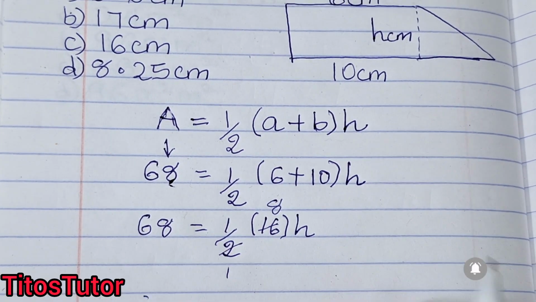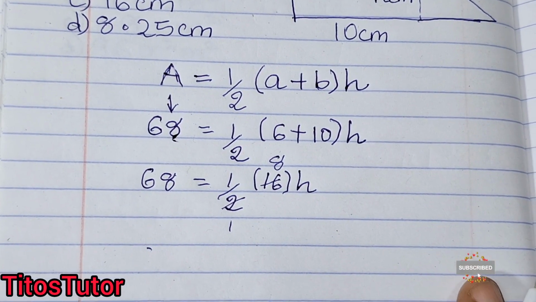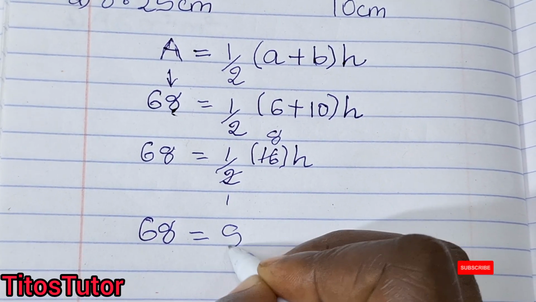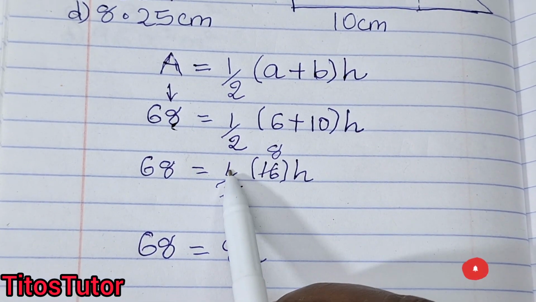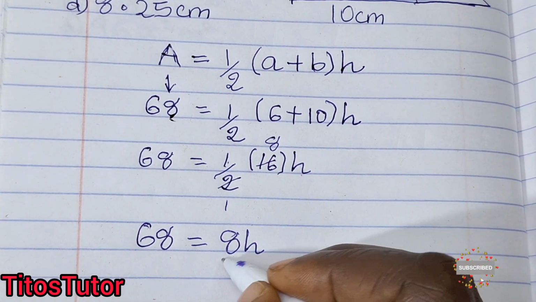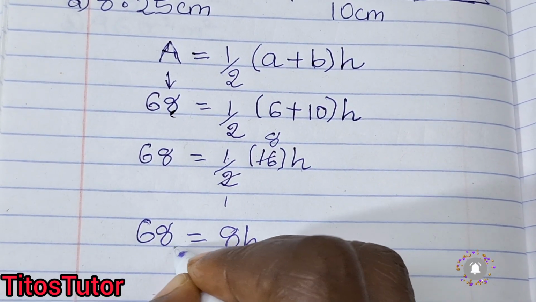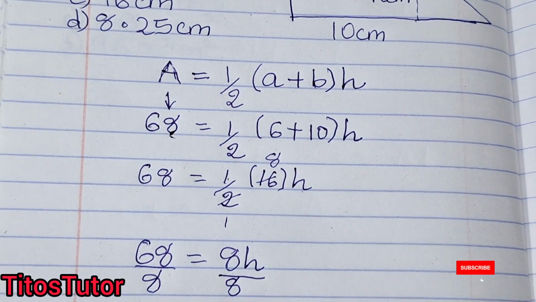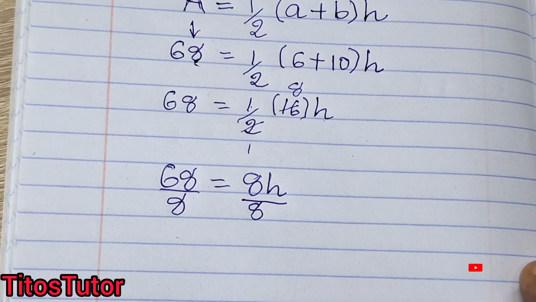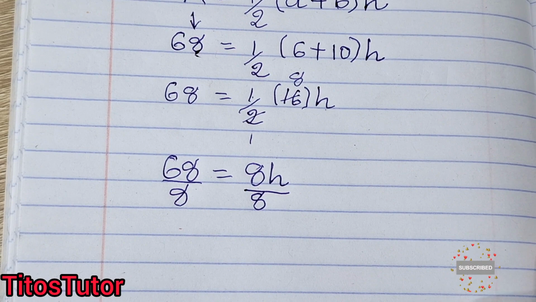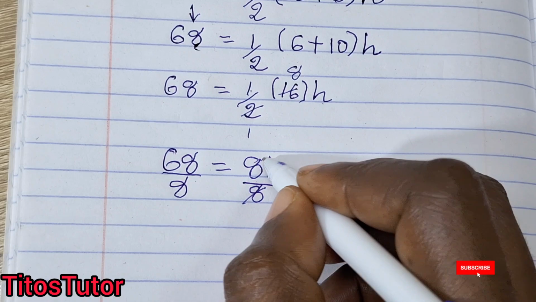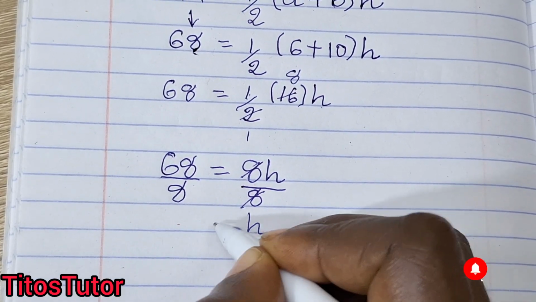So I have 68 is equal to 8H. 1 times 8 times H all over 1 is 8H. So I'm looking for the H. I need to get rid of the 8 that is multiplying the H. And the only way I can do that is to divide both sides of my equation by 8. This cancels this. I have H left.